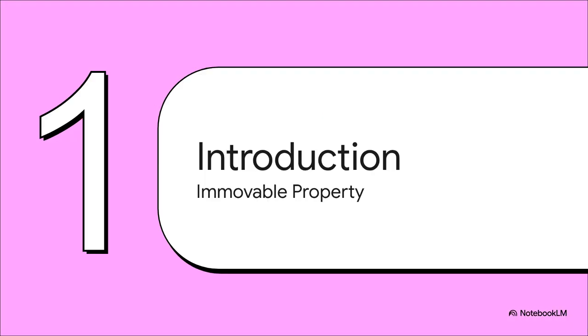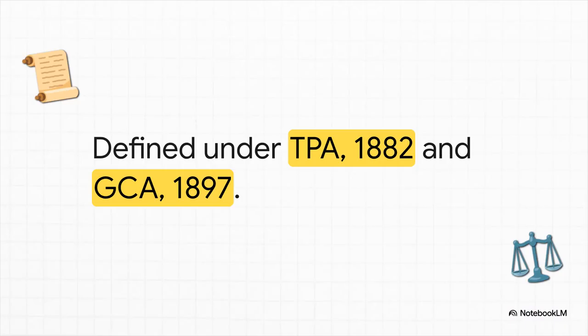Section 1. Introduction to Immovable Property. The concept of immovable property is fundamental in property law. It is defined under the Transfer of Property Act, 1882, and the General Clauses Act, 1897. Now pause for a second. I cannot emphasize this enough. It is an absolute necessity to cite both the 1882 and 1897 Bare Acts right there in your opening paragraph. If you only mention the Transfer of Property Act, your answer is fundamentally incomplete. The KSLU evaluator will deduct marks right at the outset, so mention both, and always with their respective years.